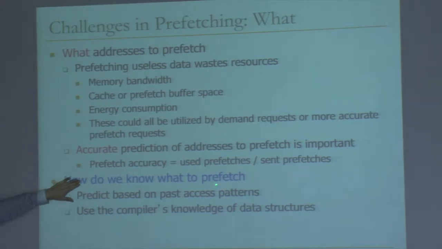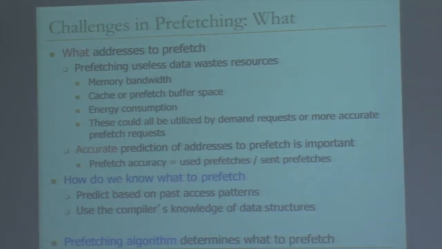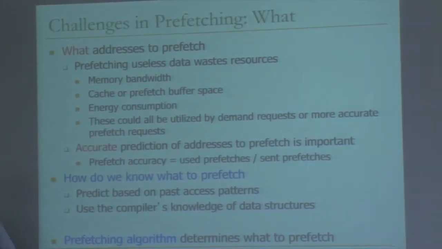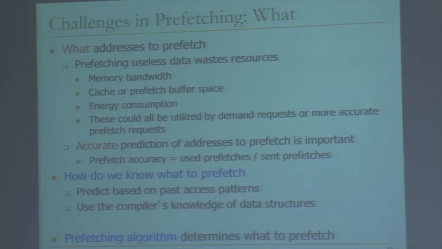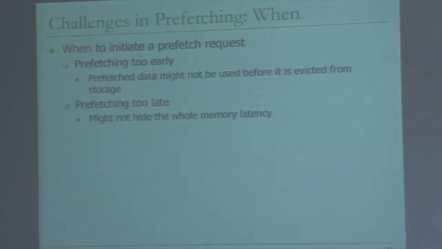So how do we know what to prefetch? That's what determines this what. We'd like to predict based on past access patterns. This is one option, especially if you're doing this dynamically. Or use the compiler's knowledge or the programmer's knowledge of the data structures and their access patterns. So we'll take a look at both. And a prefetching algorithm determines what to prefetch. And you may have many different prefetching algorithms employed. In fact, modern processors have multiple different prefetchers at different levels operating using different or slightly different algorithms to prefetch different kinds of data. On top of that, you have software prefetching algorithms also.